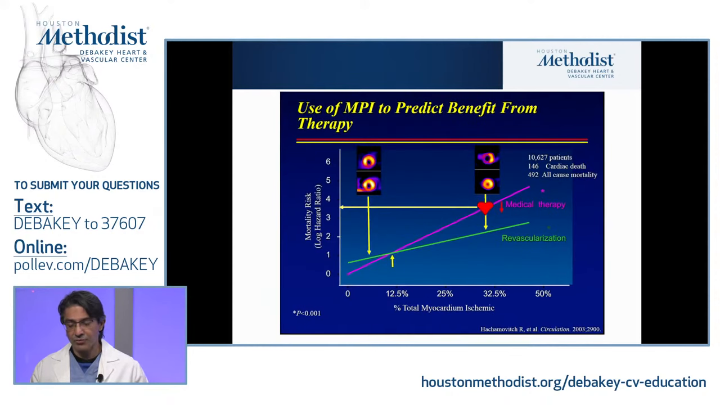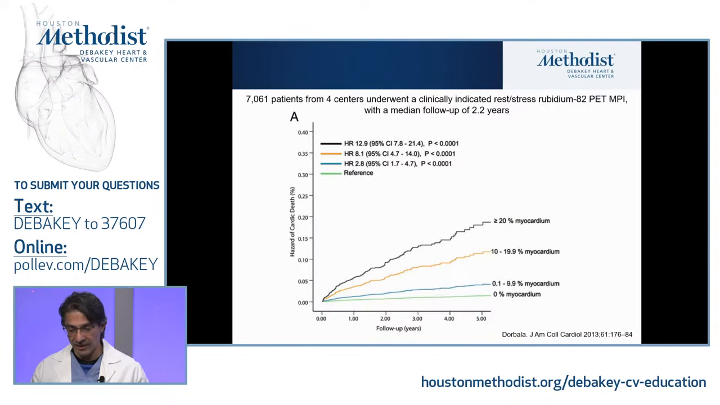Finally, we also use myocardial perfusion imaging every day to help us decide who would benefit from interventional therapies. These are retrospective data which have shown us that, in general, an ischemic cutoff of about 10% may help identify a patient who could benefit from revascularization.